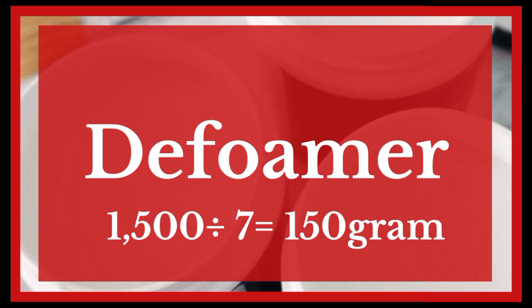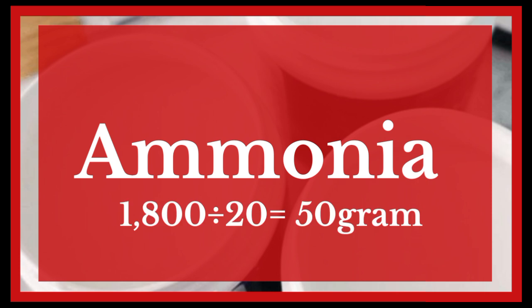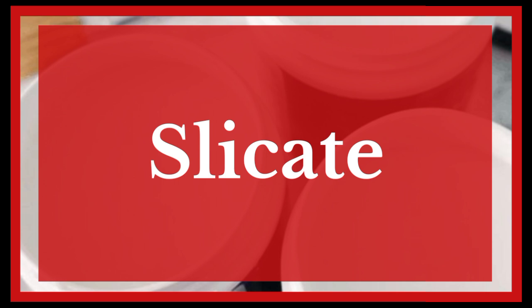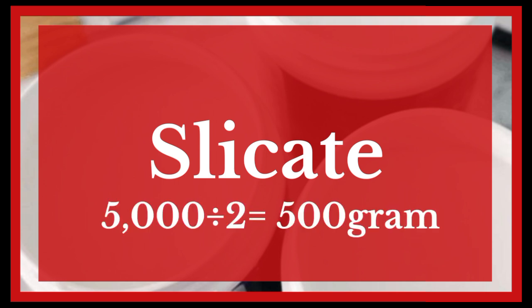So the other chemical is ammonia. Ammonia is 1,008, and we are using 50 gram. So 1 kg divided by 20, which is 1,008 divided by 20, is going to give us about 90 naira. The other chemical is silicate, which is 500 gram, simply half a kg. Silicate is sold for 5,000 naira. So simple, 5,000 naira divided by 2 gives us 500 gram, which is 2,500.